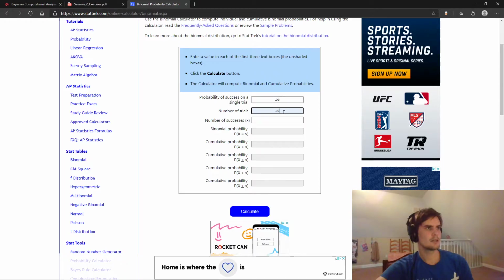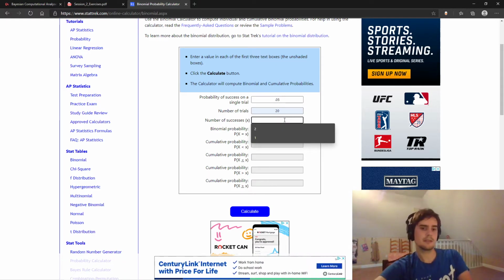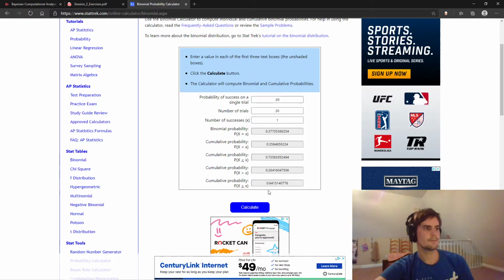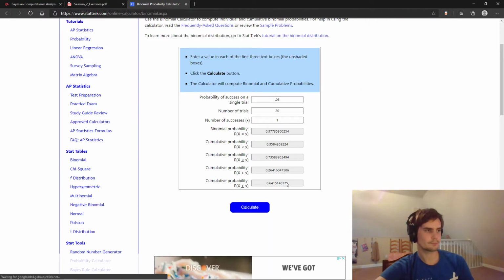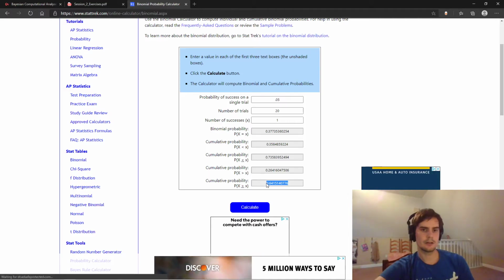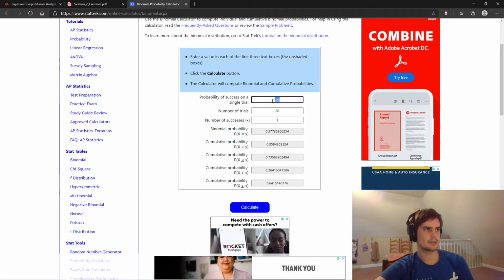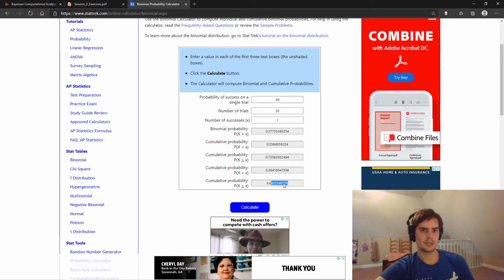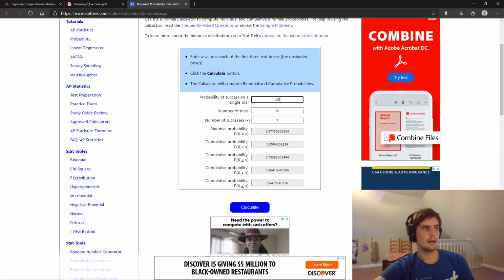So 5%, 20 trials, number of successes. Well, let's say you only need one. So this is the probability of getting accepted to at least one. If you hit calculate here, it's this one that you're looking for: the probability that the number of successes is greater than or equal to X, whatever you entered here. So what's the probability that it's at least one? And you see in that first year, if you applied to a bunch of schools and you had a 5% chance of success on a single trial, you applied to 20, there's a 64% chance that you would get accepted to at least one.